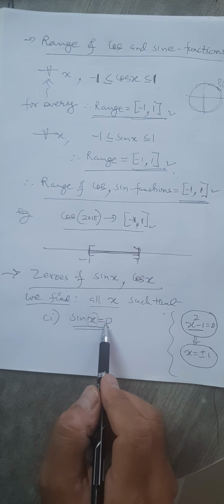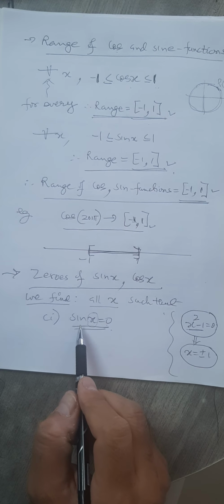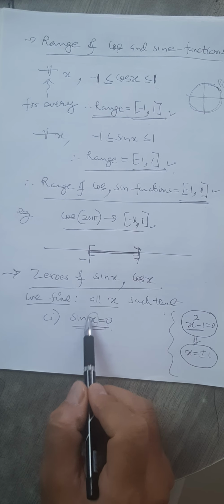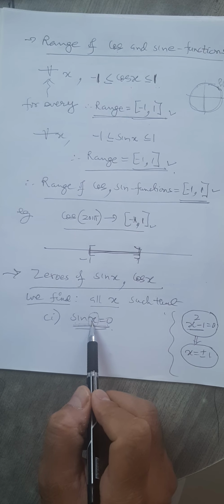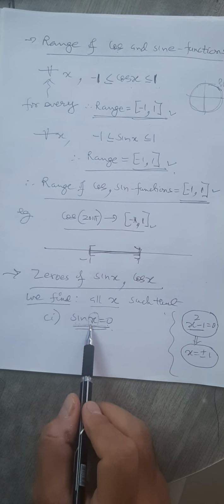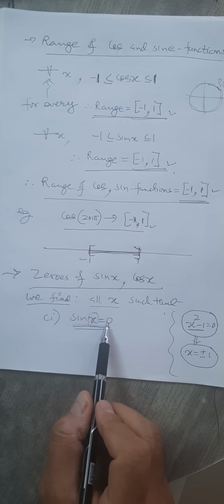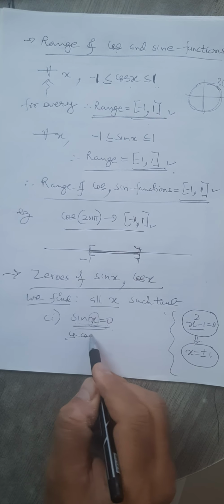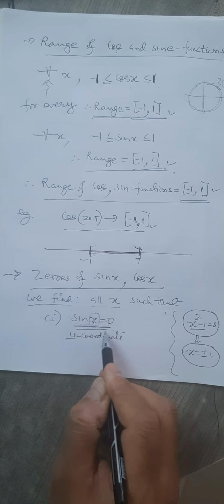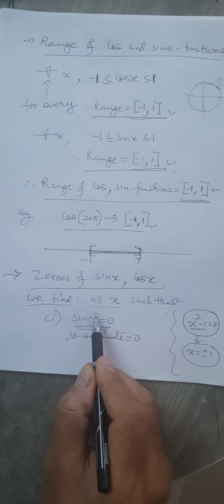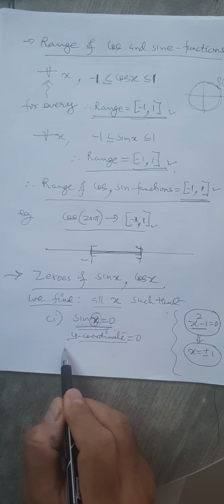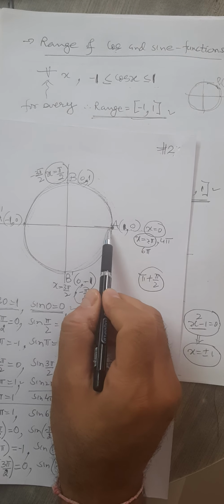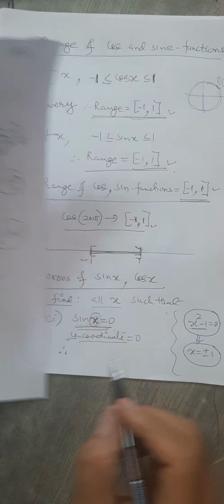Now, the sine function represents which coordinate? Whenever you talk about sine and cosine, you need to go to the unit circle. On the unit circle, the sine function represents the y coordinate. So you just check on the unit circle where the y coordinate becomes 0. Sine is 0 means the y coordinate is 0. You get all x for which the y coordinate is 0. So let us have a look at the unit circle. See here, the y coordinate is 0. What is the arc length here? 0. So I'll write x equals 0.